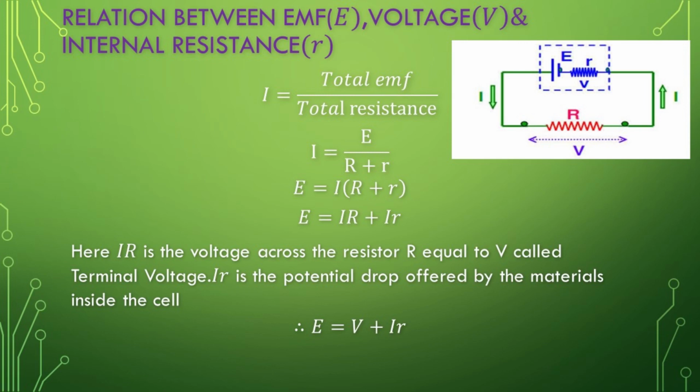Here I capital R is the voltage across the resistor capital R, equal to V, called terminal voltage. I small r is the potential drop offered by the materials inside the cell. Therefore, EMF E equal to V plus I small r.